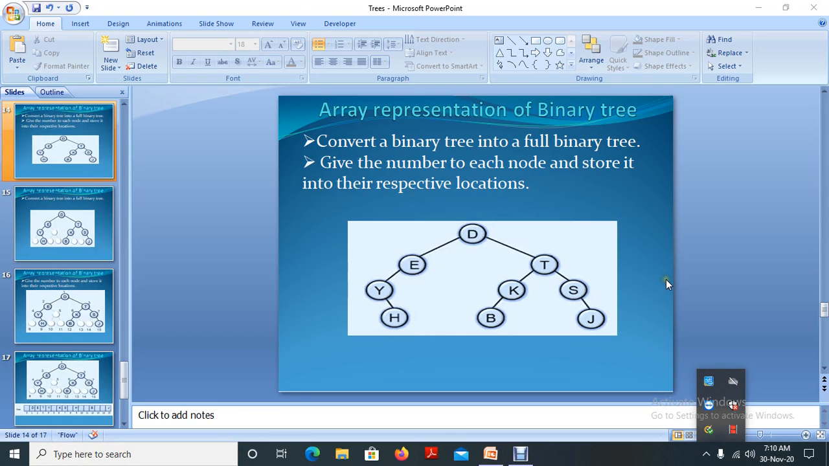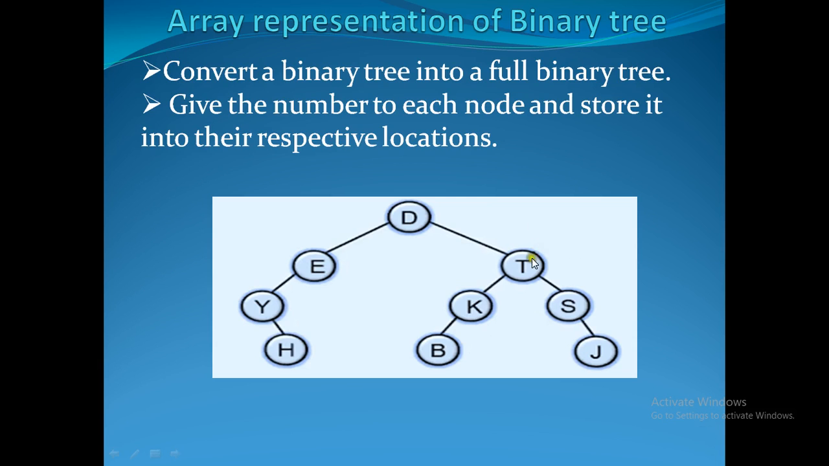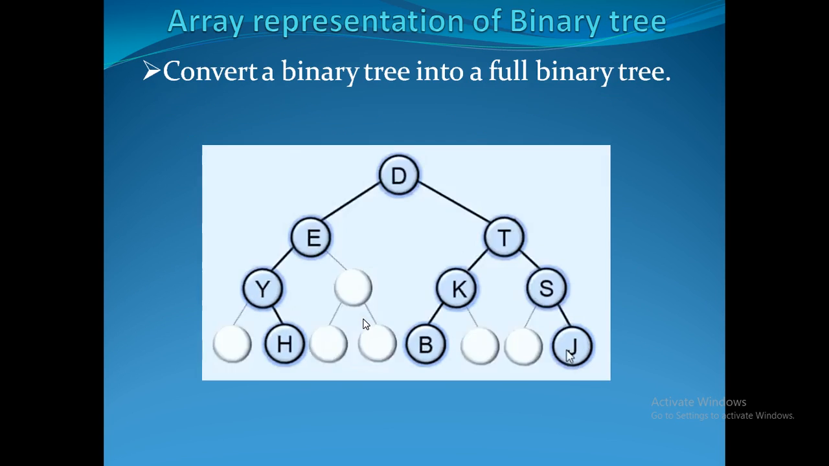In this case, the tree we have for this array representation is a binary tree because every node has a maximum of 2 children and a minimum of 0. So in this case, D has 2 children, E and T. E has a left child and no right child, and Y has no left child and one right child. Likewise, what we are going to do is convert this into a full binary tree, like this.